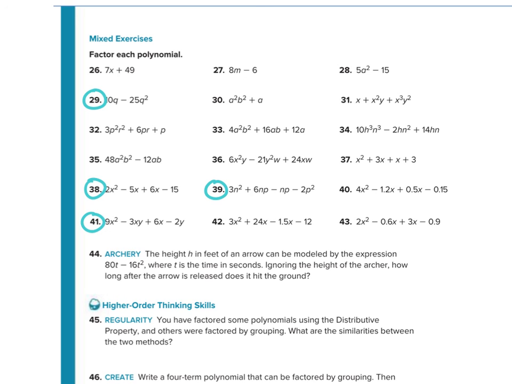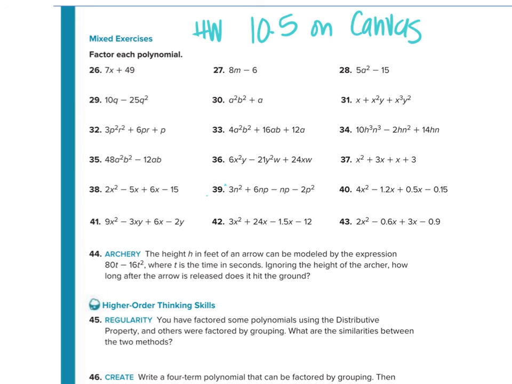Okay, can you go back to the other page? So this will be homework 10.5 on Canvas, okay? You'll circle 38, 39, 41. Okay, these longer ones, please show them on a separate sheet of paper. You do not have room to work out everything you need right there.